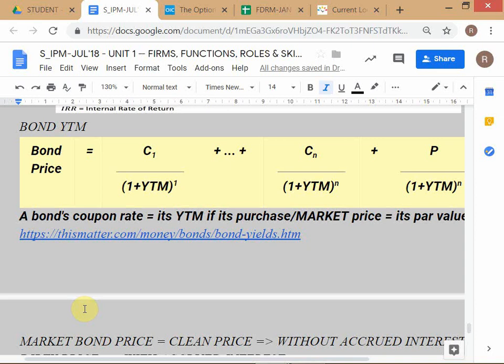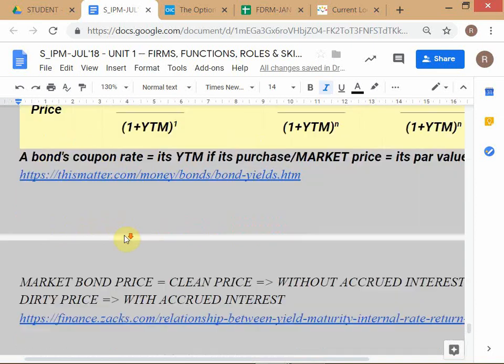Is this clear? Okay. So therefore the buyer has to pay to the seller, in addition to the market price of the bond, the accrued interest on the bond between the last coupon date and the transaction date of the bond purchase. Is this clear to everyone? Simple concept? Okay.